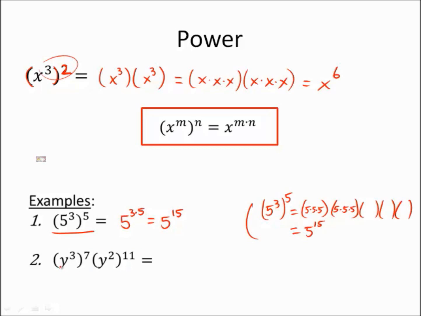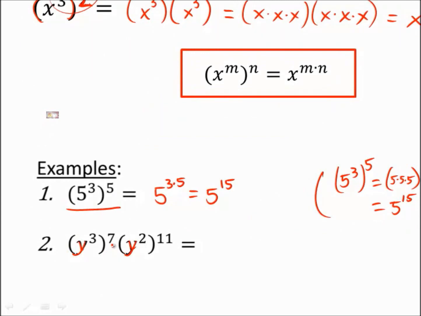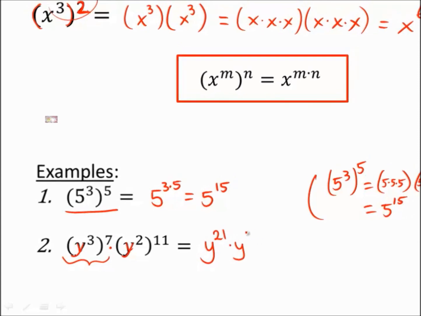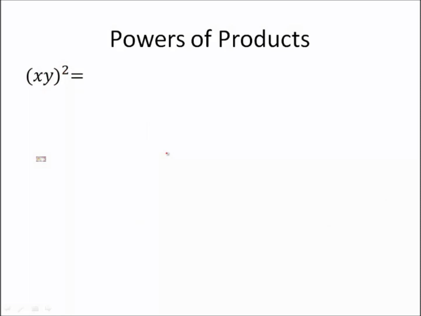Here's another one. Now, it kind of looks like it could have 2 bases, but it's the same base. But let's do step by step here. So let's complete this part first. So we've got y to the power of 3 times 7, which is 21, times y to the power of 2 times 11, which is 22. Now we can use the product rule from before and add up our exponents. 21 plus 22 gives us 43.